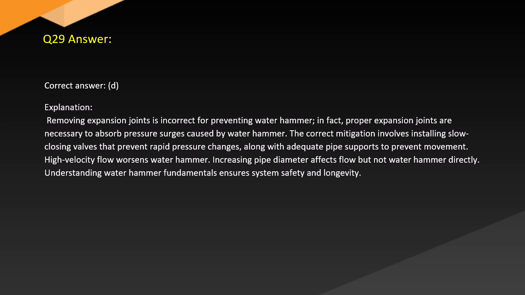The correct mitigation involves installing slow closing valves that prevent rapid pressure changes, along with adequate pipe supports to prevent movement. High velocity flow worsens water hammer. Increasing pipe diameter affects flow but not water hammer. Understanding water hammer fundamentals ensures system safety and longevity.